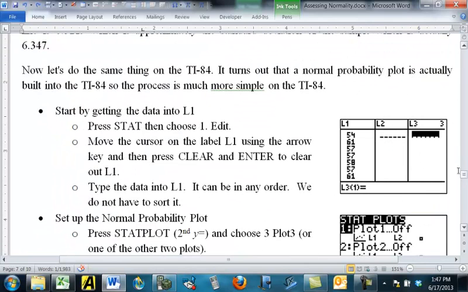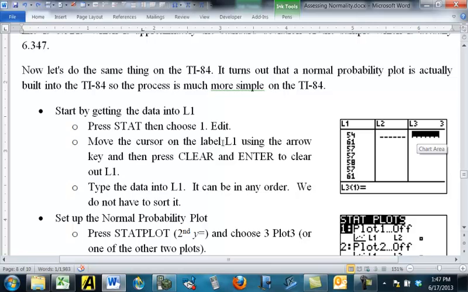Now, we want to do the same thing on our calculator. Well, if you have a Nspire, it has a spreadsheet, so you can do exactly the same steps that we did in Excel, but it turns out you really don't have to, because the TI graphing calculators have a normal probability plot built in. So it's much simpler on the TI-84, for example.